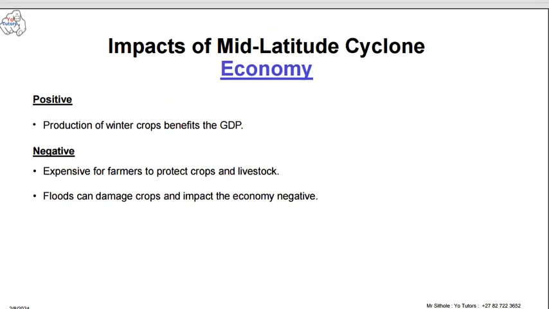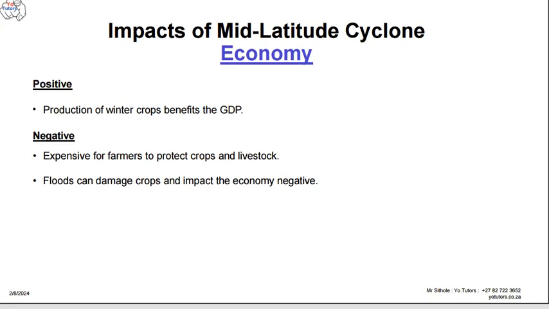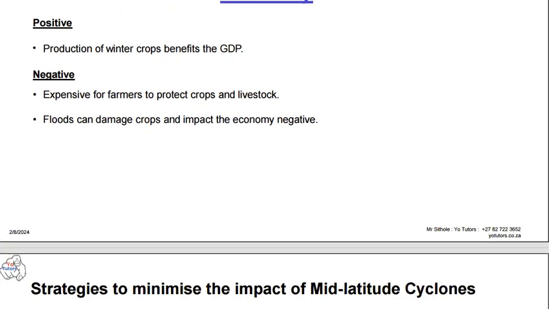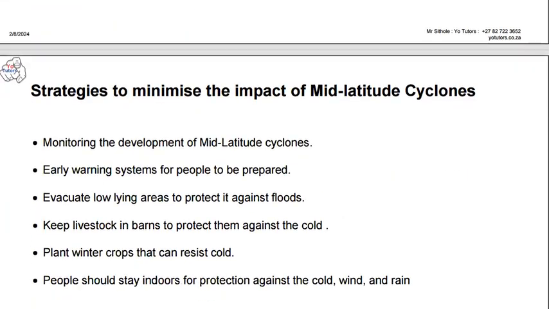What about the economy? In the economy, production of winter crops benefits the GDP, which is the gross domestic product. Then the negative impacts are that it is expensive for farmers to protect crops and livestock. It's very expensive to protect against the cyclones, and floods can damage crops and impact the economy negatively.